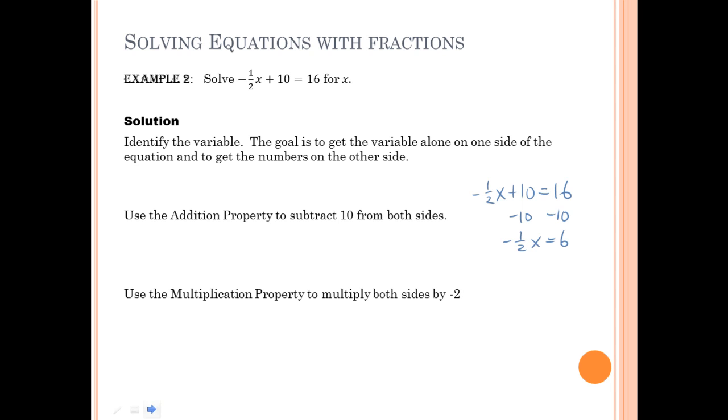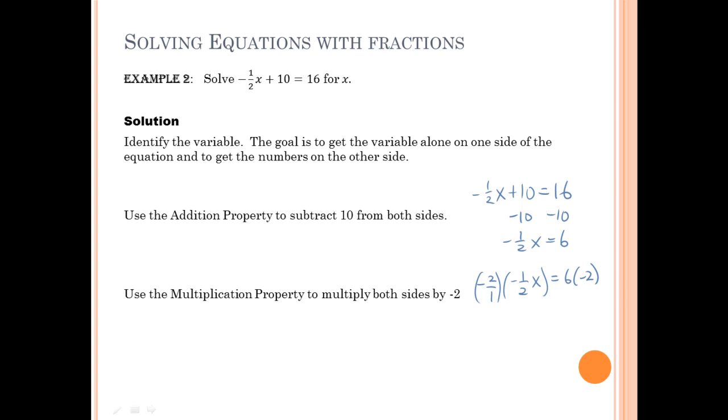Now we need to multiply both sides by the reciprocal of negative 1/2, which is negative 2. So multiplying both sides by negative 2, on the left side I've written negative 2 as negative 2 over 1. This is to point out that we are multiplying by the reciprocal of negative 1/2.